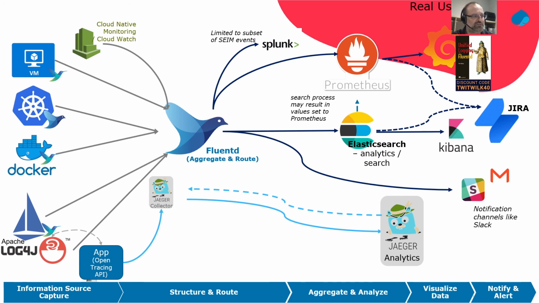And you can see at the bottom I've actually overlaid that sequence of events to show which components are doing what. So you can see I've got the information capture at the left, then I've got the structure and the routes, the core Fluentd nodes, then I've got aggregate and analyze, and that job is being done by Prometheus and Elasticsearch, and then I'm visualizing with Kibana off Prometheus, and Grafana as well for a little bit of that work, and I'm using Jira for tickets.